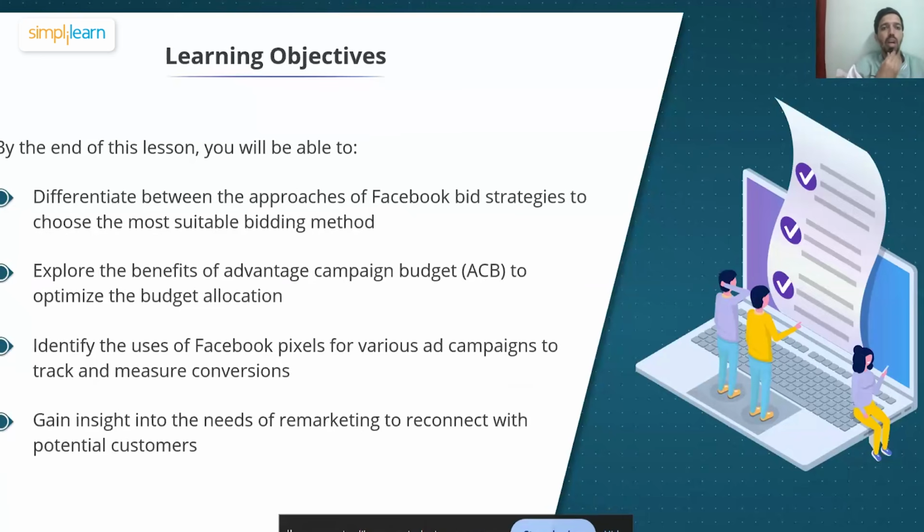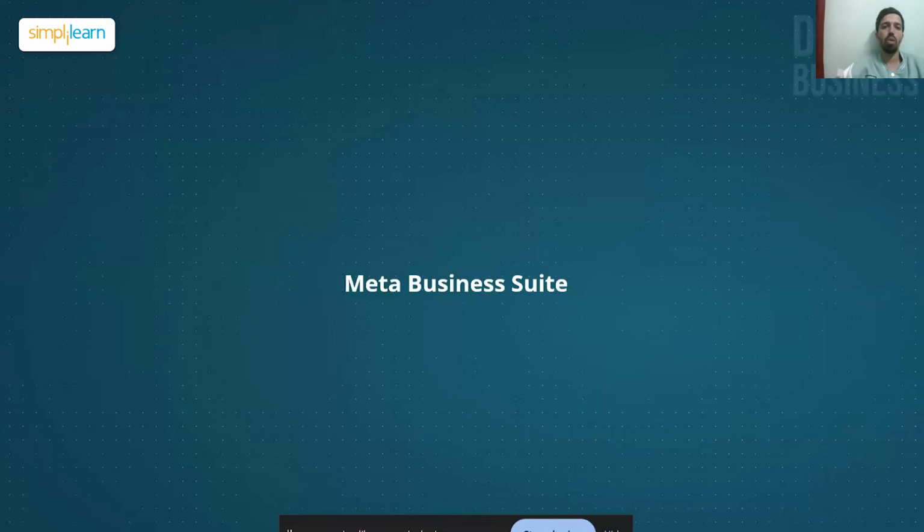Explore the benefits of advanced Facebook Pixel. So Facebook Pixel is nothing but a code on your website which is helpful for tracking of the Facebook advertisement. A quick brief on that. Remarketing. Remarketing is targeting the people who have already seen your advertisement.